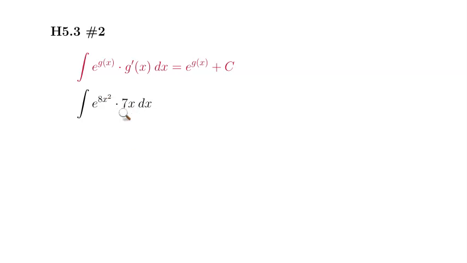So what I'm going to do is pull 7 outside. I'm going to erase 7 and put it outside. So 7 is now outside here. But remember that we need to have 16x, which is the derivative of 8x squared.